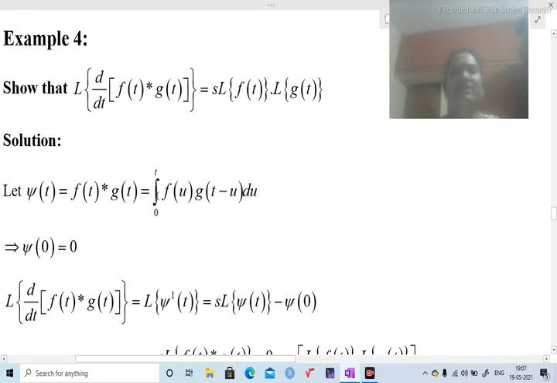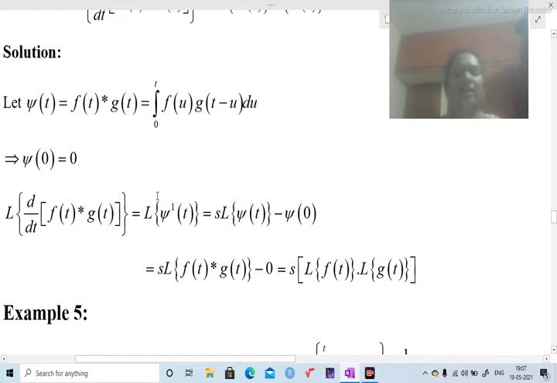That means when the integrand is whatever may be, if the limits are 0 to 0, the integration value is 0 only. Therefore, psi of 0 equals 0. L of d by dt of f of t star g of t. But we are taking f of t star g of t as psi of t. That means differentiation of psi of t is psi dash of t.